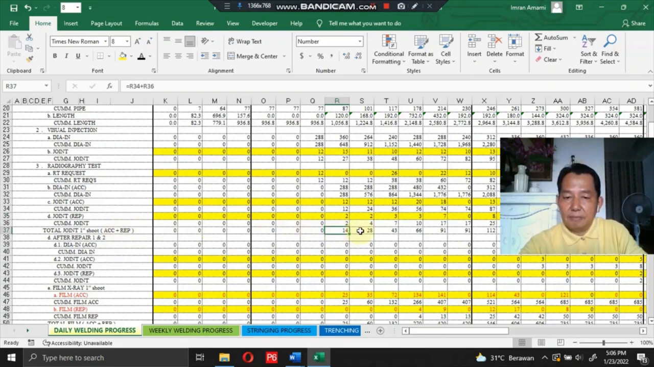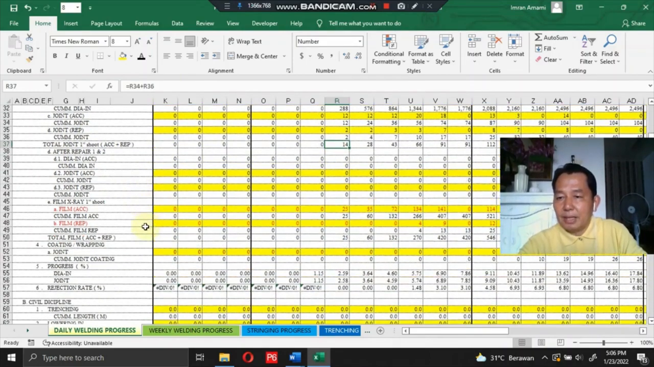Yes, this is okay. So you could check here, 14 means taken from 12 for approved joint, and then 2 for repair joint, so the total is 14. This is the same for the other cells. Okay, so after repair, yes, after repairs. Any dye-in, cumulative dye-in, joint, approved joint, second approved joint, and third joint repair.